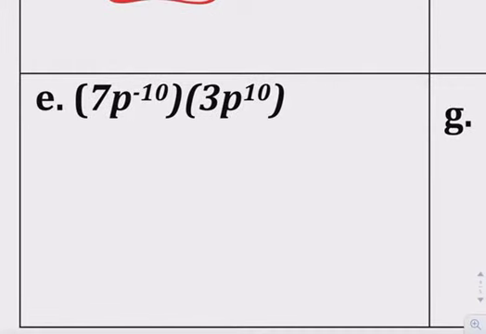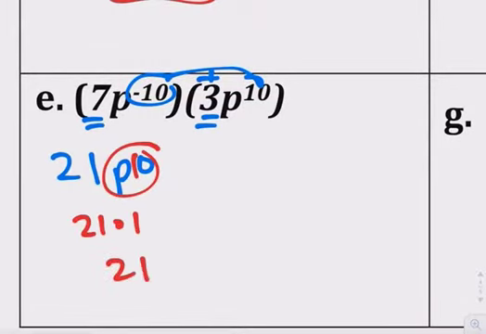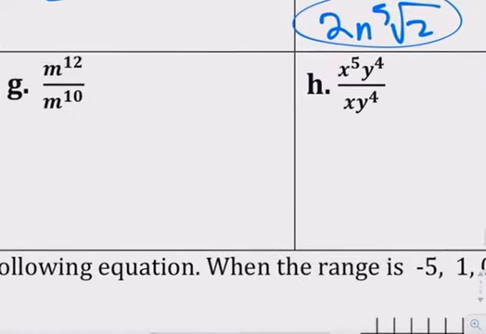Product power rule. Add these together. You get p to the 0. Okay, and then you multiply these together, that's 21. P to the 0, anything to the 0 power is 1. So 21 times 1 is 21. Subtract them, m to the second.